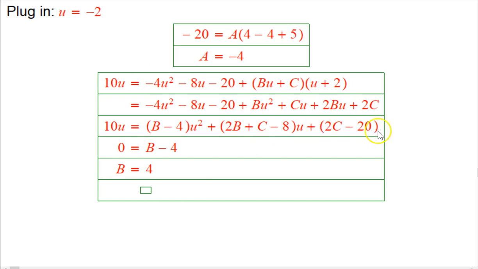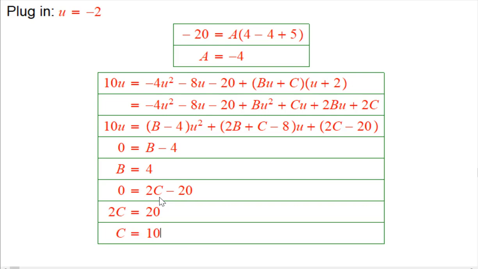The linear coefficient, interestingly enough, only involves c. Notice that makes sense because the b had the u attached to it, and so that's never going to contribute to a linear coefficient. And we're getting 0. That's the constant coefficient over here, and that's equal to 2c minus 20. This isn't really too bad. 2c equals 20. c equals 10.